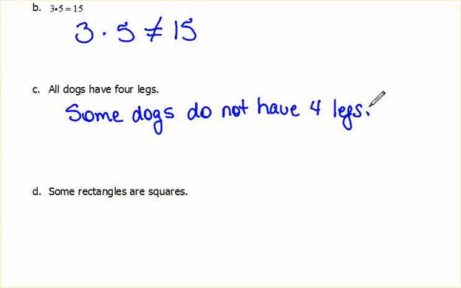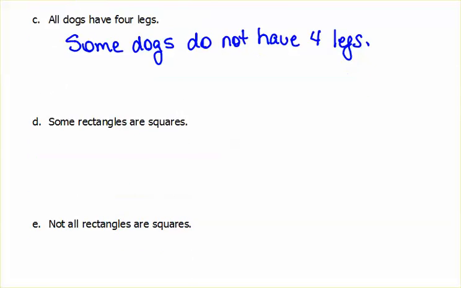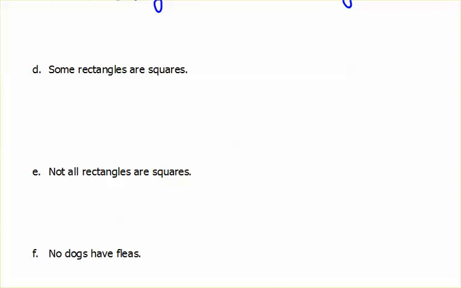What about this one? This one says some rectangles are squares. Okay, so some of them. It's not talking about all of them, but some of them. Some rectangles are square. So at least one of them. What would make that false? If none of them were squares. So we could make that statement false by saying no rectangles are squares.